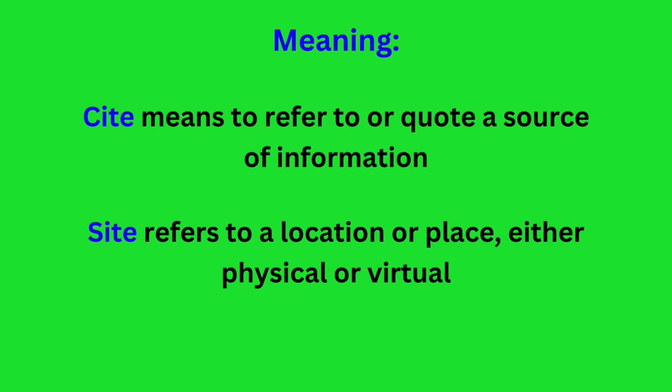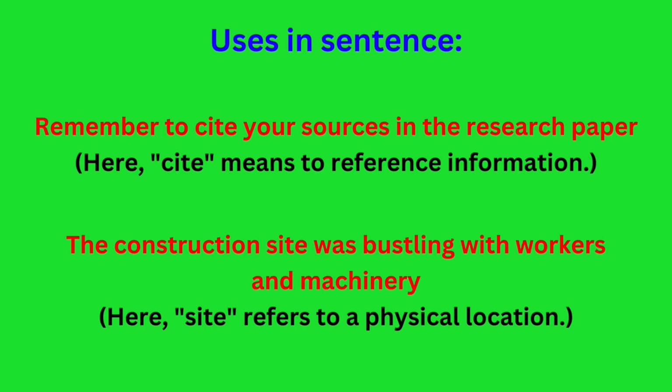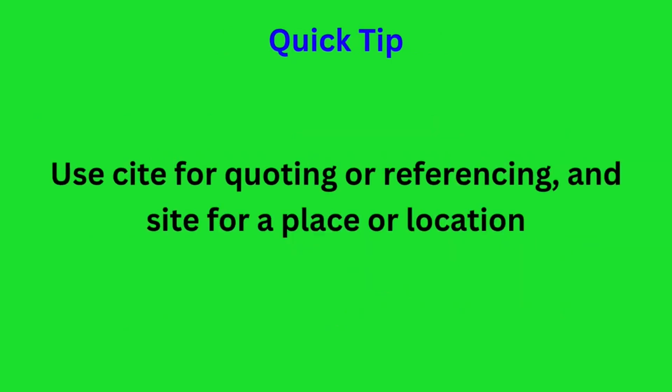Meaning. Cite means to refer to or quote a source of information. Site refers to a location or place, either physical or virtual. In a sentence, remember to cite your sources in the research paper. Here, cite means to reference information. The construction site was bustling with workers and machinery. Here, site refers to a physical location. Quick tip. Use cite for quoting or referencing, and site for a place or location.